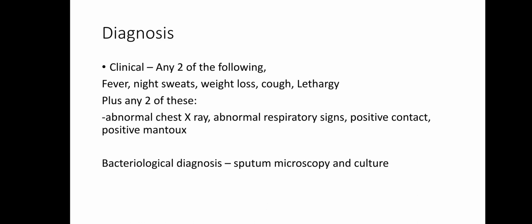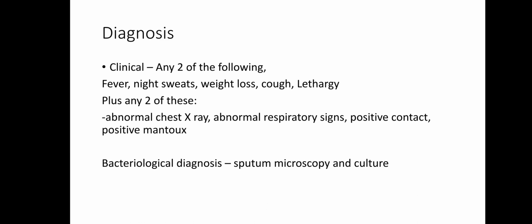So diagnosis, we have the clinical diagnosis and we have the bacteriological diagnosis. Usually, we follow the clinical one because we need to start treatment as early as possible. So any two of the following, these are systemic symptoms: fever, night sweats, weight loss, cough, and lethargy. Cough usually more than 2 weeks, plus any two of these. Abnormal chest X-ray findings, so the apical cavitation and the hilar lymphadenopathy. Abnormal respiratory signs, which are signs of pleural effusion. Positive contact, if you have a history of contact with someone with TB or having been treated for TB in the past, it's one of the criteria.